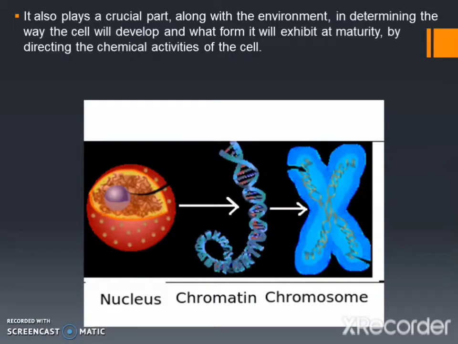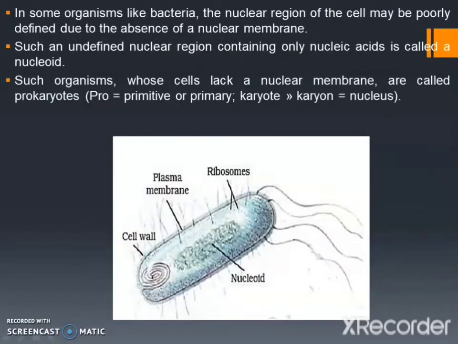Now let us see about the nucleus in some organisms like bacteria. So in some organisms like bacteria, the nuclear region of the cell may be poorly defined due to the absence of a nuclear membrane. You can see in this diagram. So this is an example of bacteria. This bacteria does not have a proper nucleus. Okay, what they have is a nuclear region called the nucleoid. Right, so the nuclear region of the cell may be poorly defined. And why is it poorly defined?